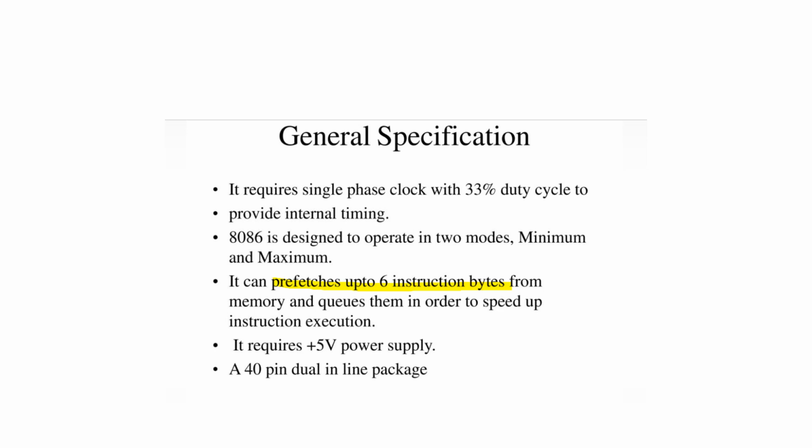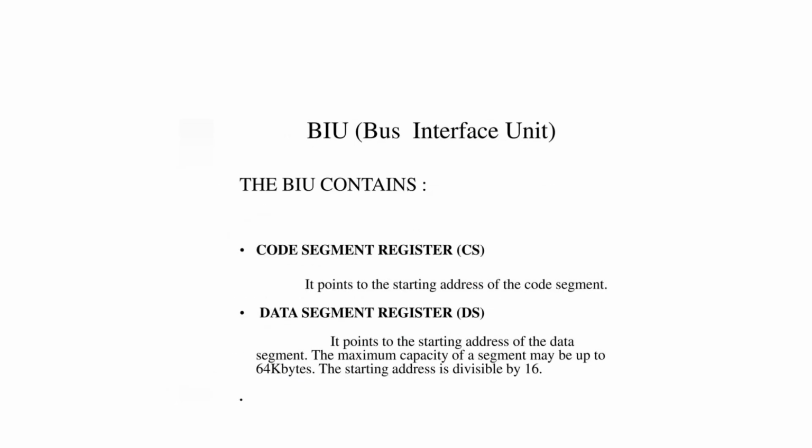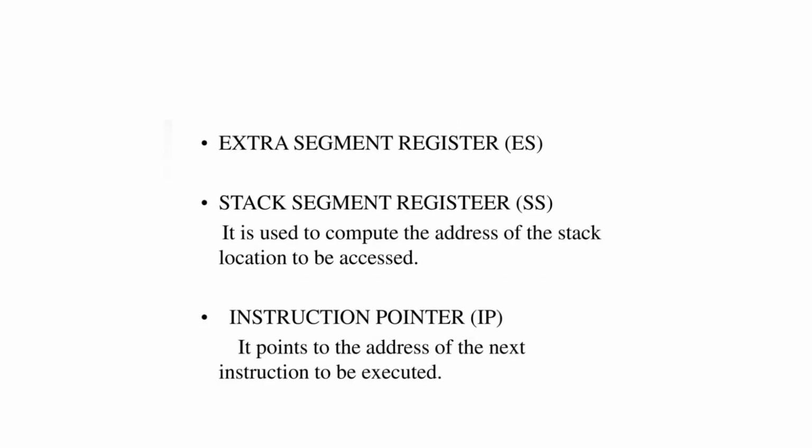And it is also a 40-pin IC, and it can work with a 5-volt power supply. And already I told you, the bus interface unit consists of the code segment and data segment, and their use I have already mentioned. Also the stack segment and instruction pointer. Already told you, the instruction pointer points to the address of the next instruction to be executed.